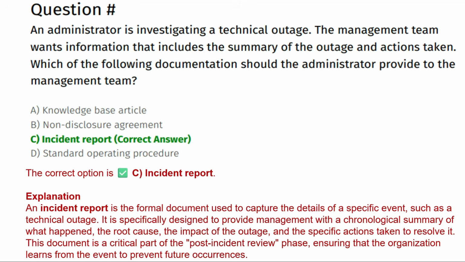And this is the question. An administrator is investigating a technical outage. The management team wants information that includes the summary of the outage and actions taken. So which of the following documentation should the administrator provide to the management team? Option A, knowledge base article. Option B, non-disclosure agreement. Option C, incident report. And option D, standard operating procedure.